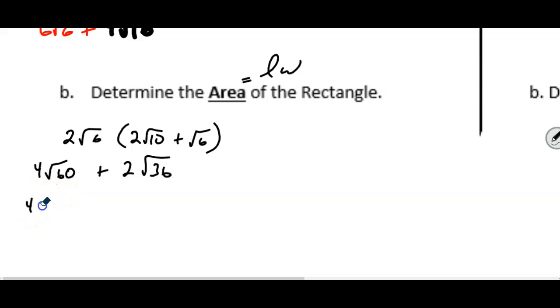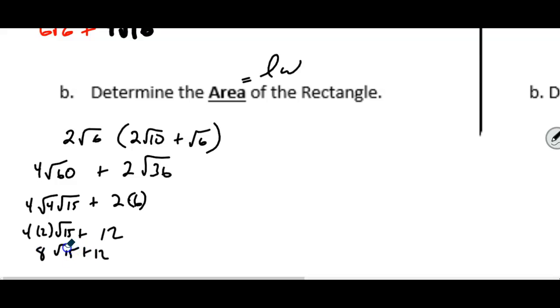So you have 4 square root of 4 times 15, so 4 times 2 is 8 square root of 15. And over here you have 2 times 6, which is 12. So anyway, you get 8 square root of 15 plus 12. That's the area right there. Again, you can't add those up because they're not like terms.